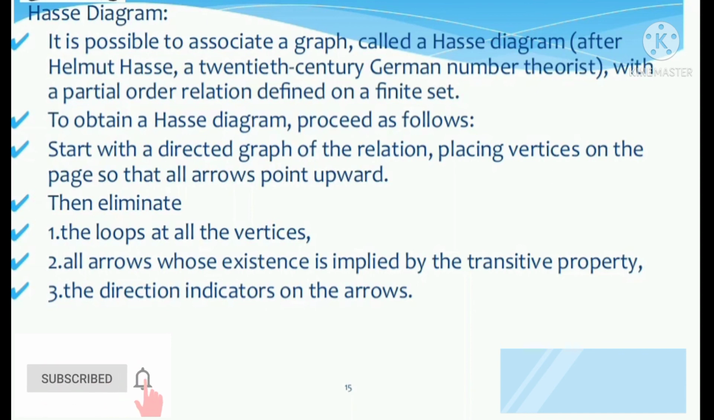Then eliminate, first, the loops at all the vertices. Second, all arrows whose existence is implied by the transitive property. Third, the direction indicators on the arrows. Well, we can then draw the Hasse diagram. We can use these 3 points.